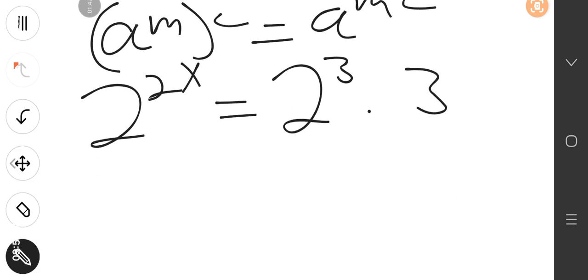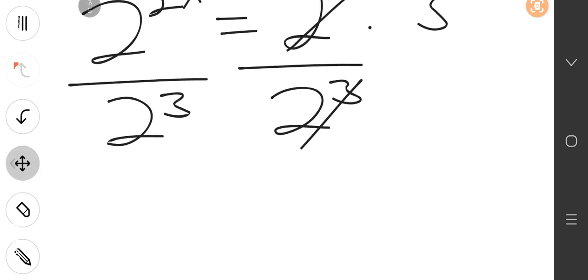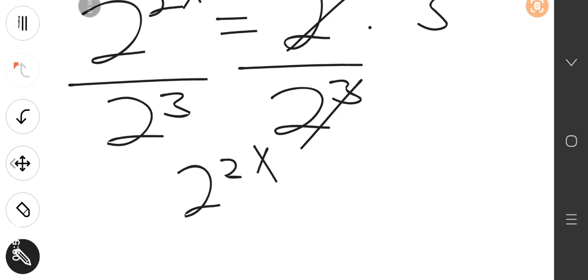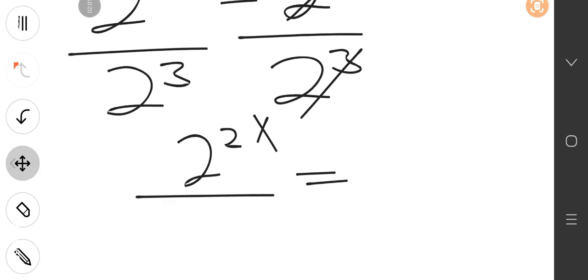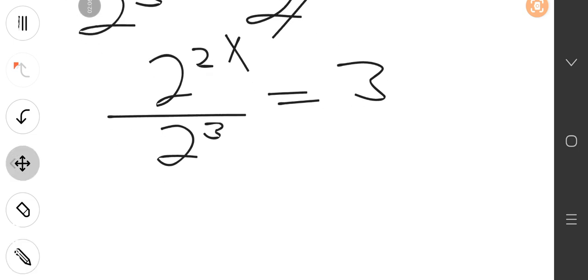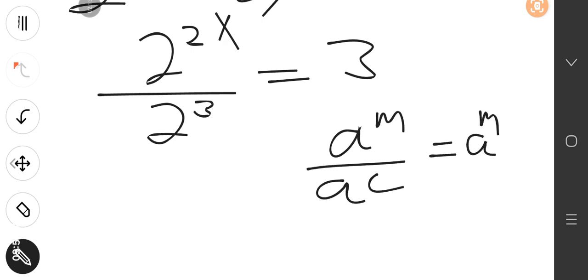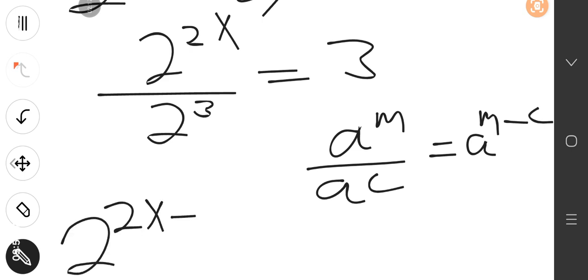Now let's divide here by 2 exponent 3, and then here by 2 exponent 3. So this and this will cancel. Okay, so we have 2 exponent 2x over 2 exponent 3 equals 3. Now let's apply the quotient rule. So if you have a exponent m over a exponent c, this gives us a exponent m minus c. So our equation becomes 2 exponent (2x minus 3) equals 3.